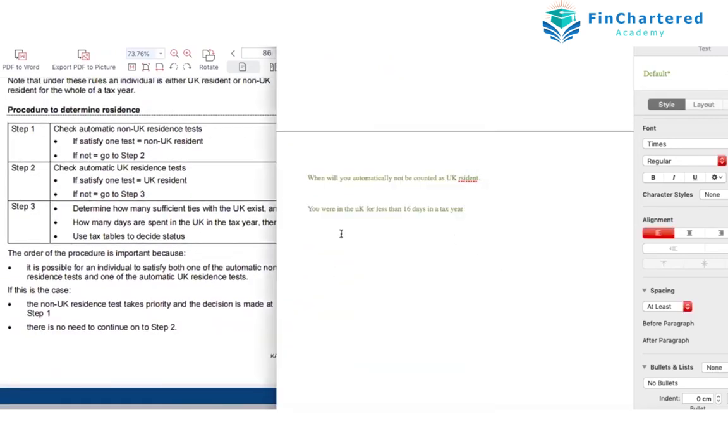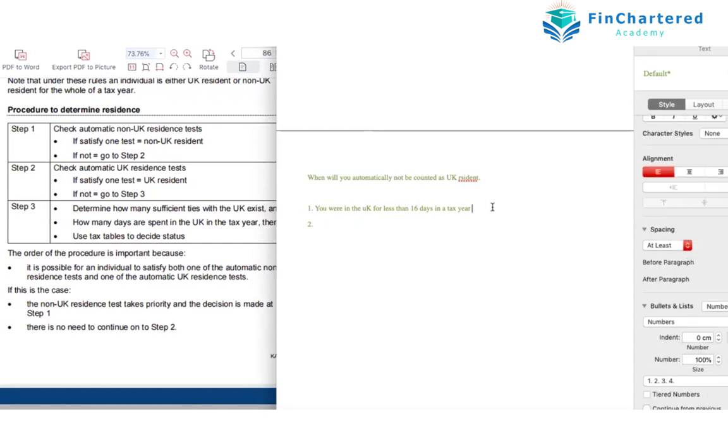Or maybe you were in the UK for, suppose, say for example, you were a non-resident of UK. Sometimes you are a person who was maybe last year a resident of UK, but this year you are there in the UK for only 16 days, less than 16 days, in which case you will not be treated as a resident.